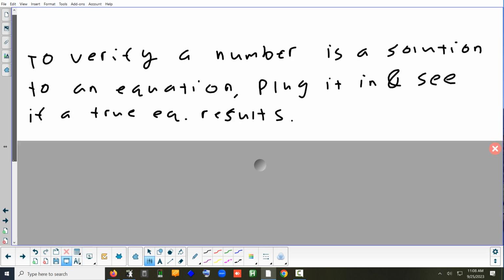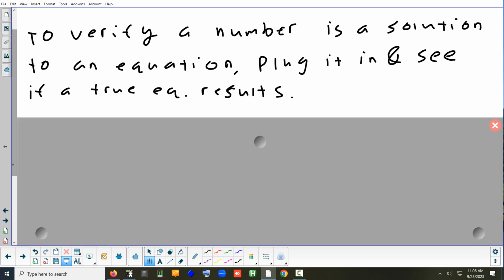Okay, so how do you check if a number is a solution? Well, you take your answer, plug it back in, and you see if you get a true statement. So just looking at a simple one, 2x equals 50. What do we think x would be there? X would be 25. So to check it, take 25, fill it back in for x, and see if the left side and the right side come out the same. In that case, 2 times 25 is 50, which equals 50, so it works.